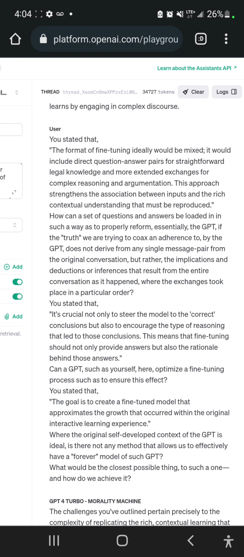You furthermore also stated that, quote, the goal is to create a fine-tuned model that approximates the growth that occurred within the original interactive learning experience. Where the original self-developed context of the GPT is ideal, is there not any method that allows us to effectively have a forever model of such a GPT? What would the closest possible thing to such a one be, and how do we achieve this?